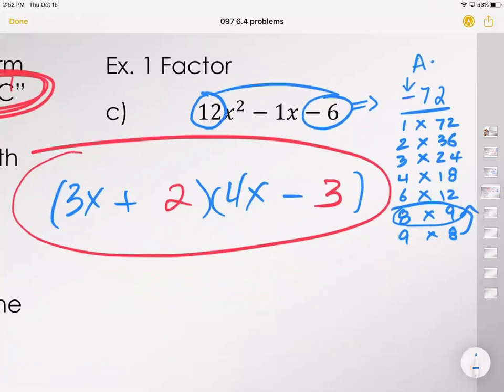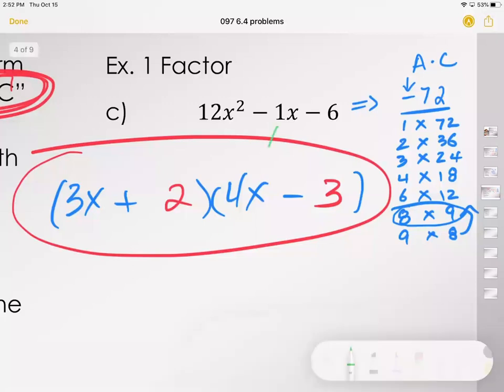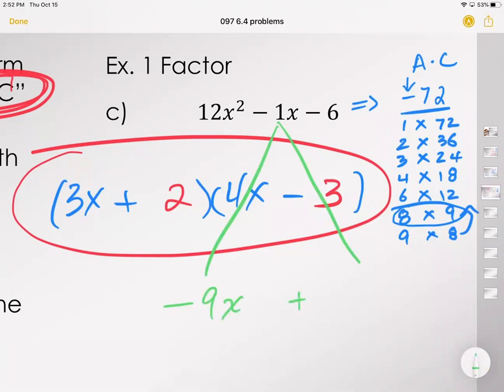What numbers multiply to give me the AC and add together or subtract to give me the middle term? In this case, this is what I have: the 9 and the 8. All I need to do is, again, the bigger number gets the sign of the middle term. So I say -9x plus 8x. Again, instead of writing 1x, I say -9 plus 8, because with -9 plus 8 I have to subtract and keep the sign of the larger number.